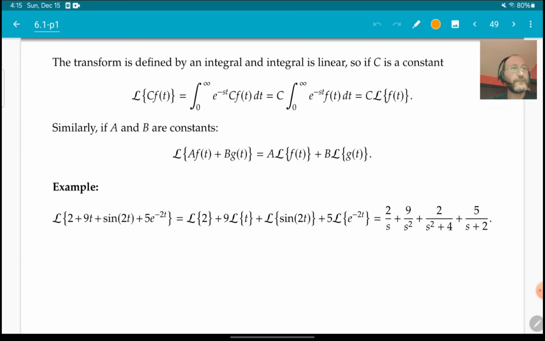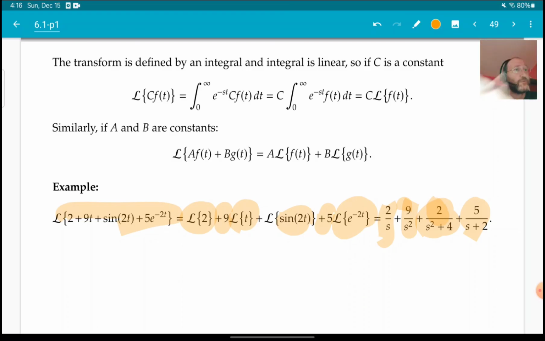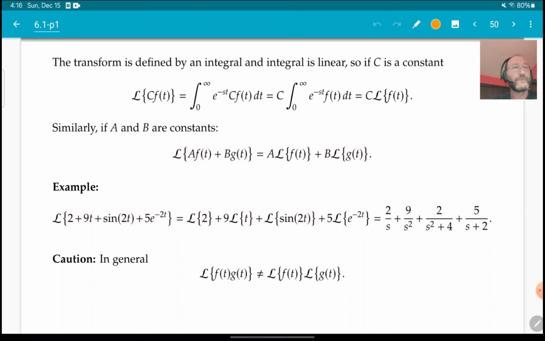And so we can see that I get the 2 over s for this thing, plus 9 times 1 over s squared from this thing, then plus 2 over s squared plus 4, right? So this 2 comes from the fact that this is a sine, there was an omega on top, and then plus 5 times the Laplace transform of e to the minus 2t, so it's 5 times 1 over s plus 2, right? So we can now use the table to basically transform a whole bunch of functions with just that small table and linearity. All right.